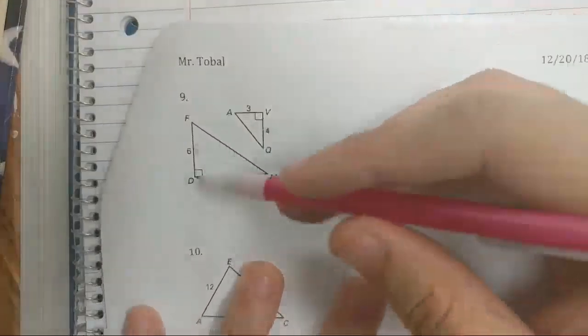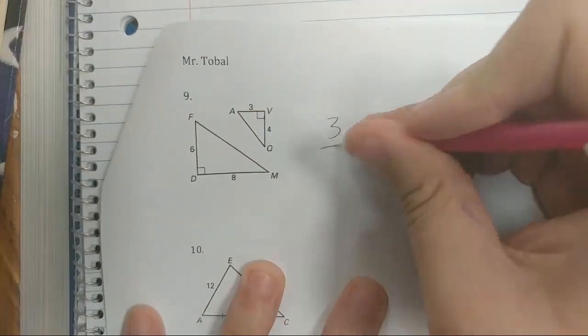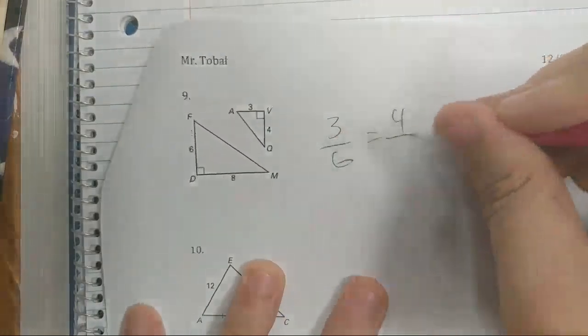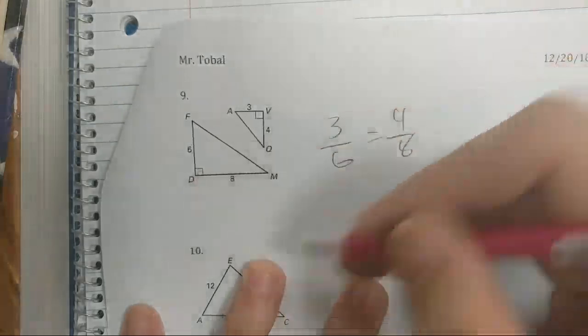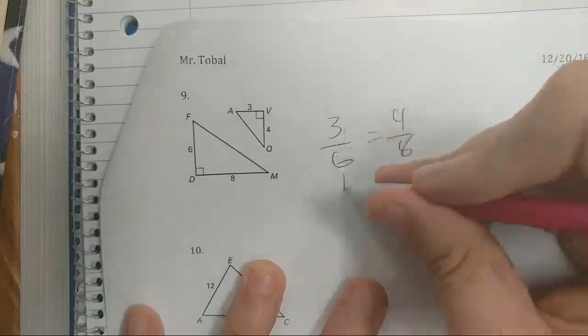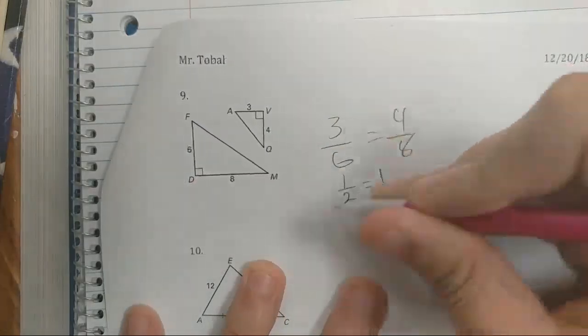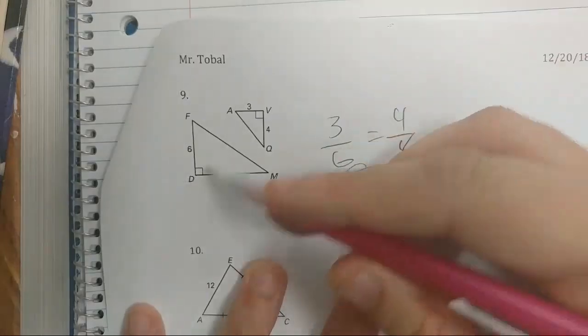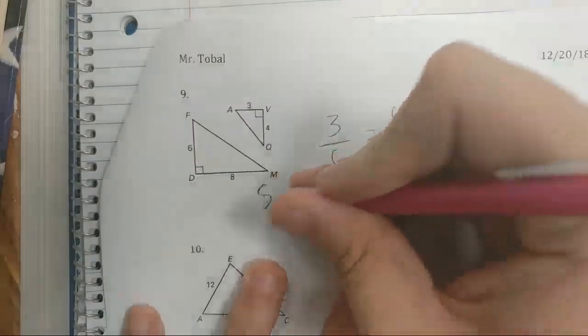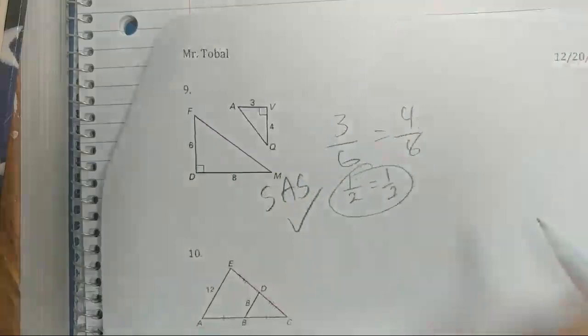So this one, let's see, small goes with small. So 3 goes to 6, the same way 4 should go with 8. And we have the angle in between matches, and the proportion is 1 to 2, which equals 1 to 2, that's good. And the angle matches, so that's side, angle, side. We're happy with that, good.